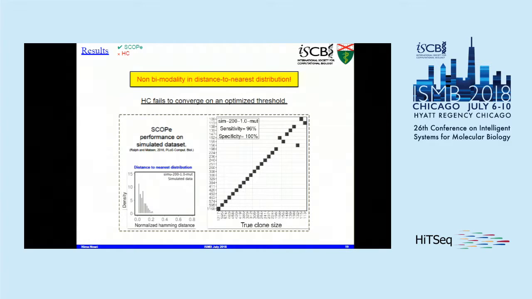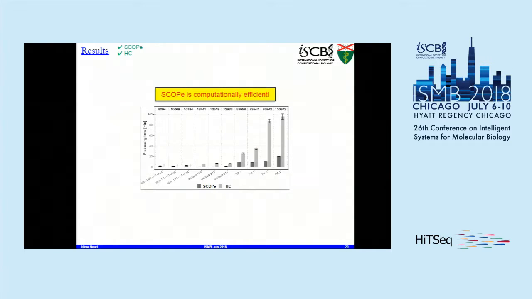So we used spectral clustering, and you can see that this is the table of the diagonality. The x-axis is the true clonal size, and the y-axis is the inferred clonal size. The diagonality of this shape shows that the performance is very good. Also, since the clonal relationship is known, we can calculate the sensitivity and the specificity, which are very high. Also, SCOPE is more computationally efficient than hierarchical clustering. You can see that for hierarchical clustering, increasing the number of sequences increases the time exponentially, while with spectral clustering, for example, for 140,000 sequences, you just need 20 minutes to infer all the clones.